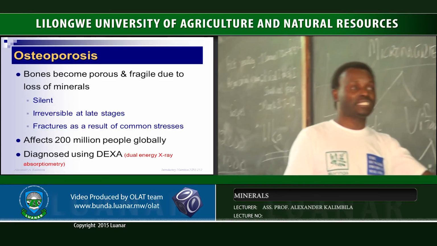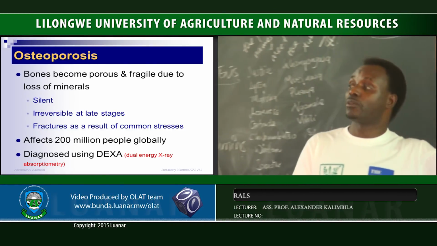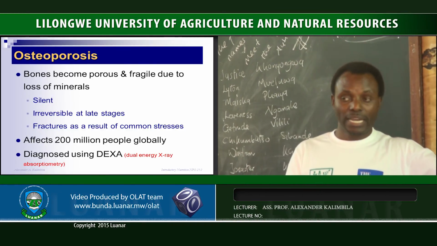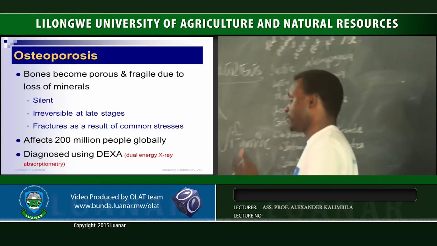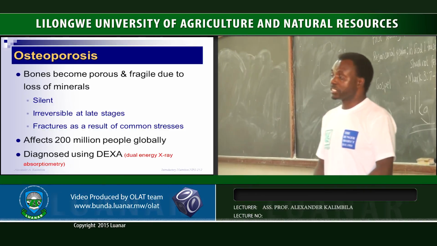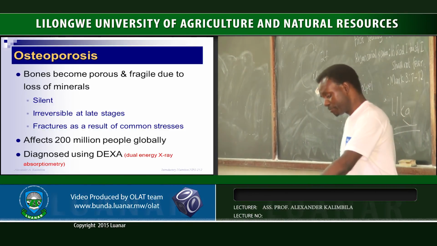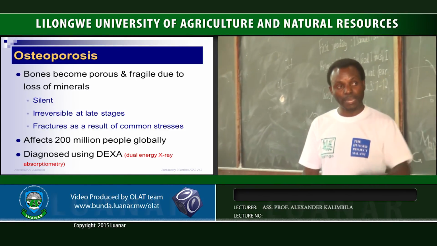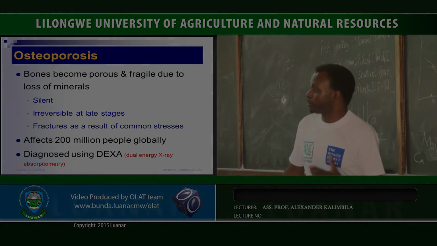How many people are affected? It's estimated 200 million people globally are affected. And to know if a person has osteoporosis, they have to undergo an X-ray in a machine called DEXA, dual energy X-ray absorptiometry.